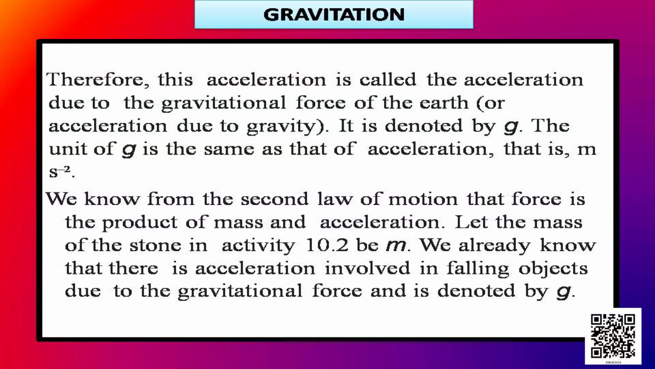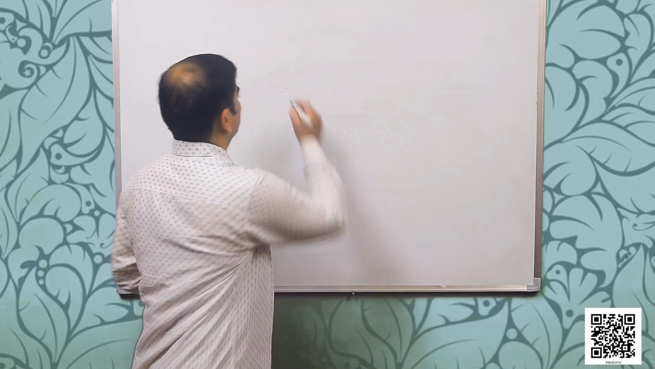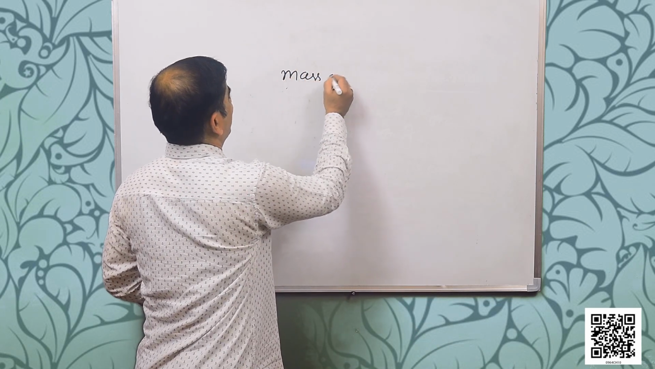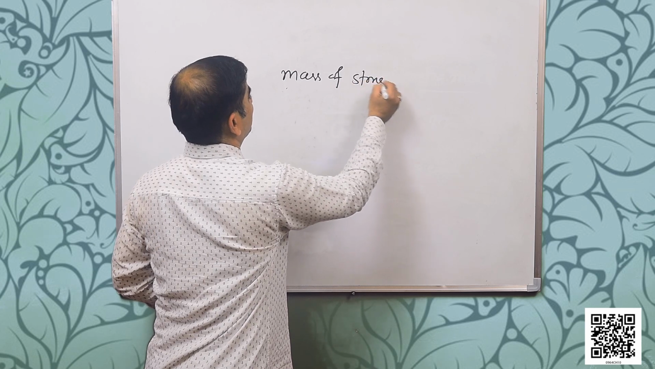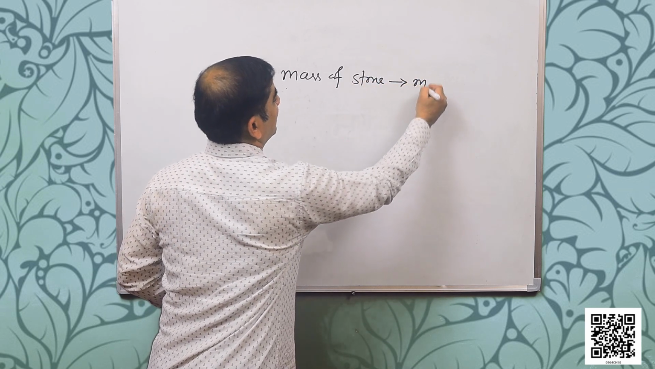Let the mass of the stone in the activity which I have already told you to do by yourself be m. Let us find out something. We know from the second law of motion that force is the product of mass and acceleration. So, let the mass of the stone in the activity be m.